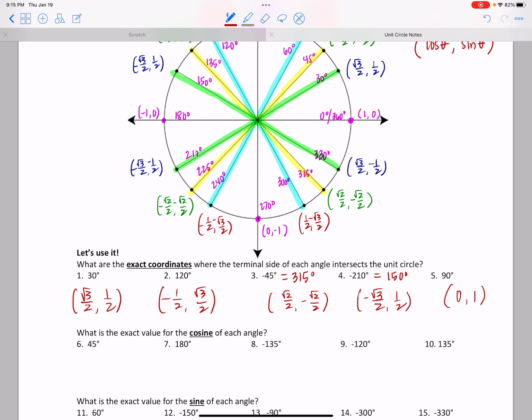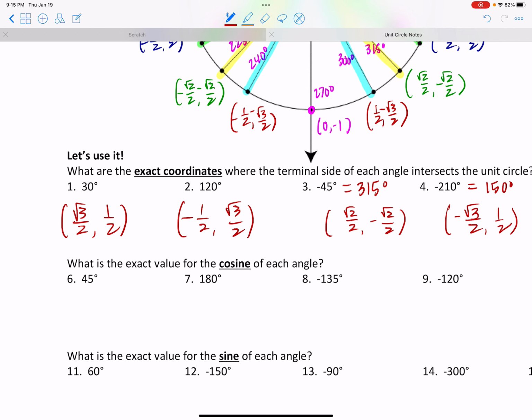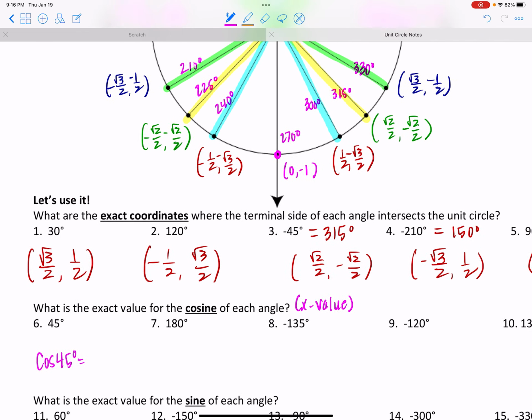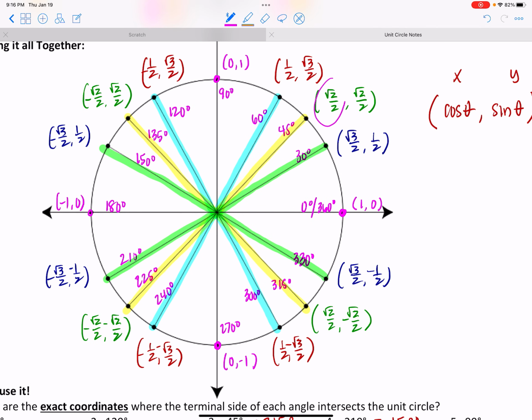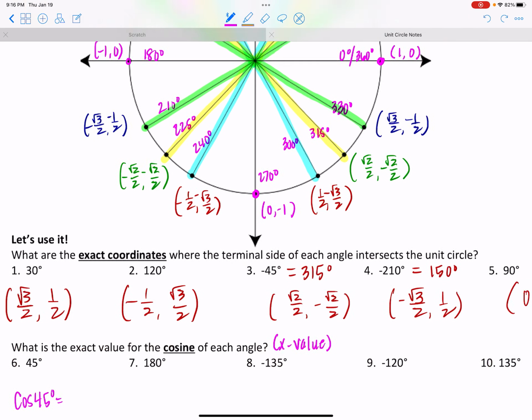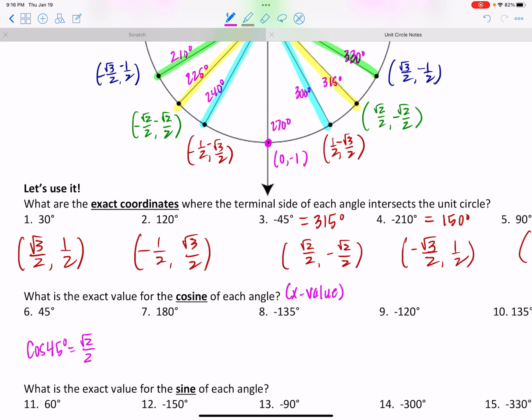Okay, so those are the coordinates, but remember the reason we want to know these coordinates or be able to identify them is because they show us the cosine and sine. So if I said what is the exact value for the cosine of each angle, you're going to do the same thing we did, locate the coordinates, and then for the cosine, all we're going to do is pick out the x value in the coordinate. So the x value is the cosine. So what's the exact value for the cosine of 45? So cosine of 45 degrees is going to equal, if I go to my 45-degree angle and pick out the x value, there it is. It's radical 2 over 2. So cosine of 45 is radical 2 over 2.